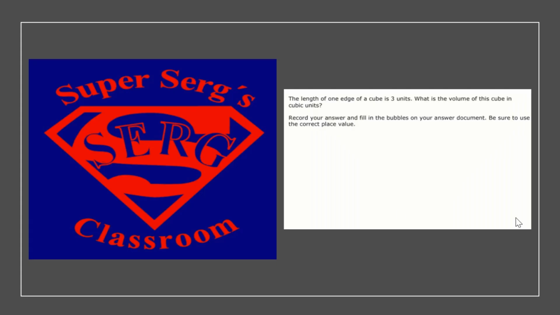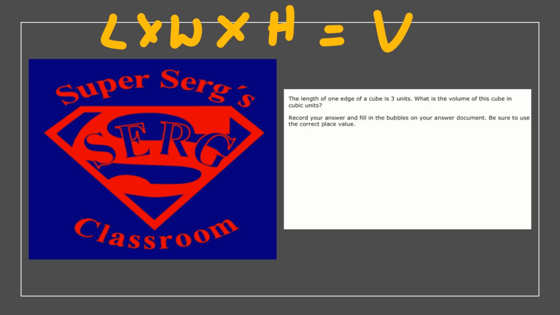Now, let's go ahead and go to volume. Volume is very easy because if I know how to do area, I should know how to do volume, because all I'm doing is multiplying another step. First we have length times width, right? That's area. And all we got to do now is whatever we multiply that by, we just multiply it by height. And that gives us volume. So it's fairly simple. Let's see what we got.